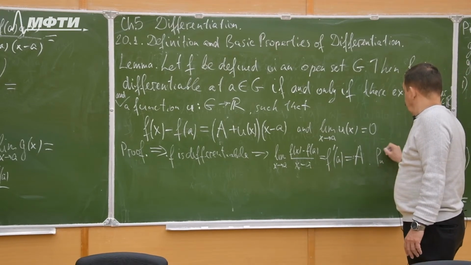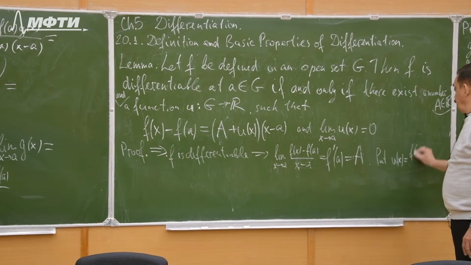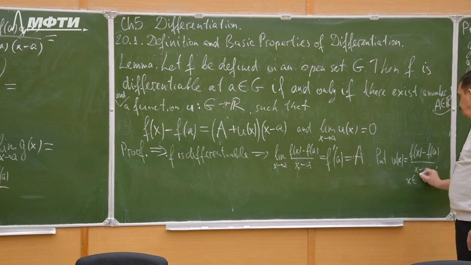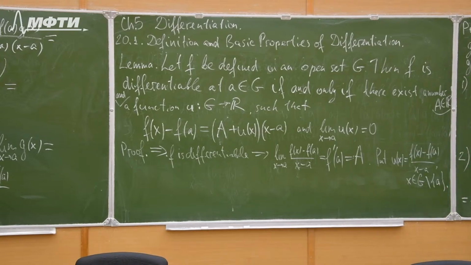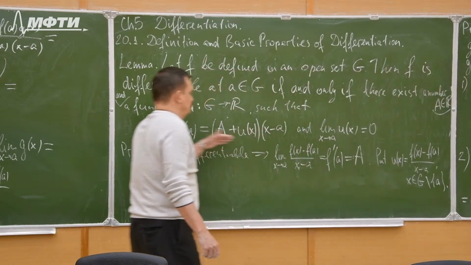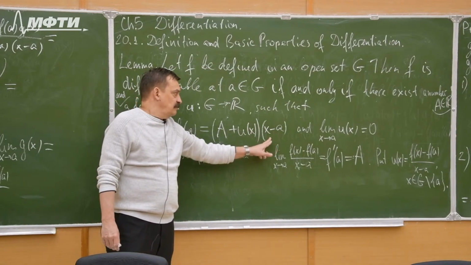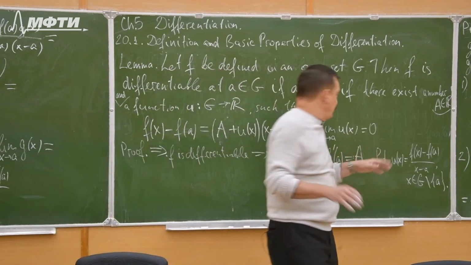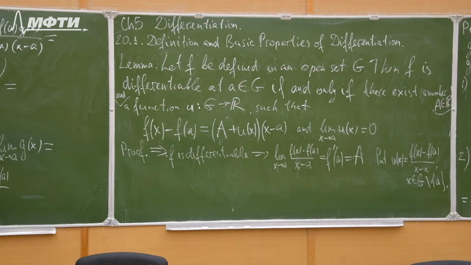So, put u of x equals f of x minus f of a over x minus a when x belongs to G minus the point a itself. And in fact, we can choose an arbitrary value of u at the point a. Why? Because, look, for this equality, substitute x equals a. X minus a is 0. So the right hand side equals 0, the left hand side equals 0, and it doesn't matter what the value of u of a is. Absolutely. For an arbitrary choice, the equality is valid.